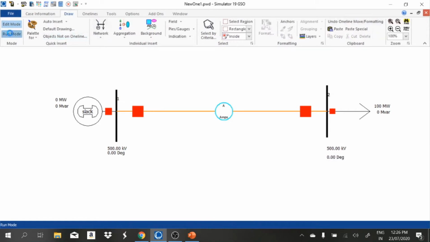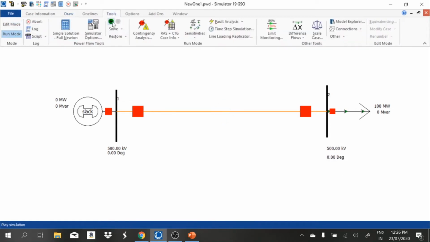Now we run our model. Go run. In this problem, based on this load, we can see the variation of the voltage at the receiving end and the reactive and active power flow from the generator and towards the generator.